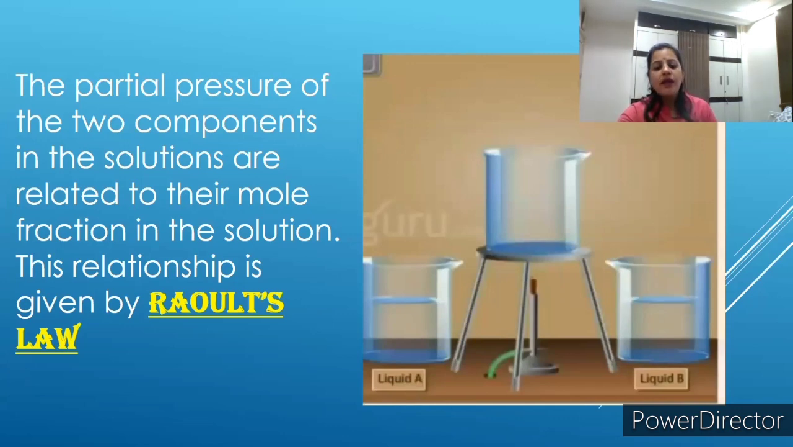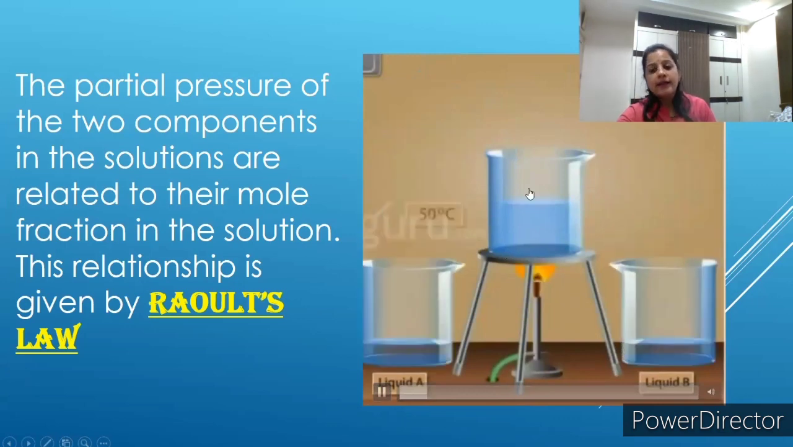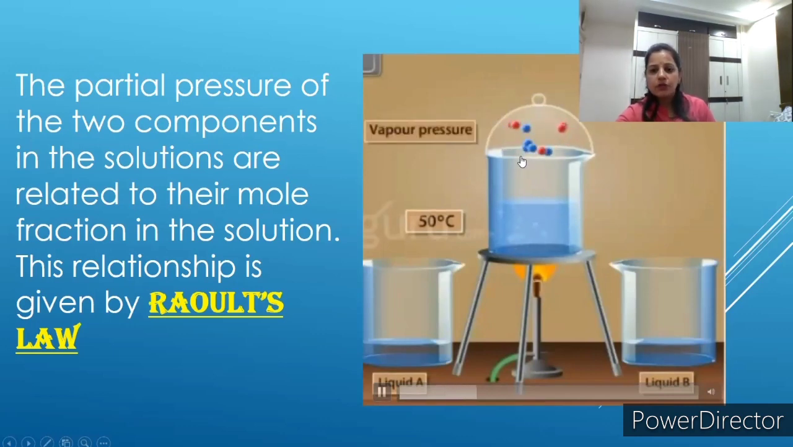So when I mix these two solutions and take them in a container, then both are going to evaporate, and the vapors of both the molecules, suppose this is the molecule A, red color is the molecule A and blue is the molecule B, then both of these molecules will exert some pressure over the surface of the liquid, and this is nothing but the vapor pressure, and we have to calculate this vapor pressure.